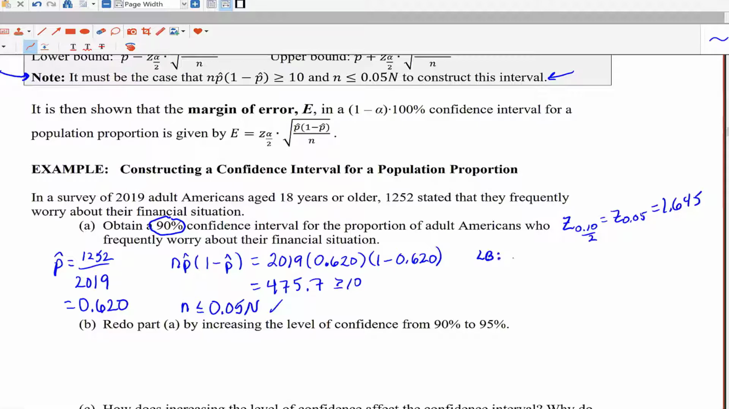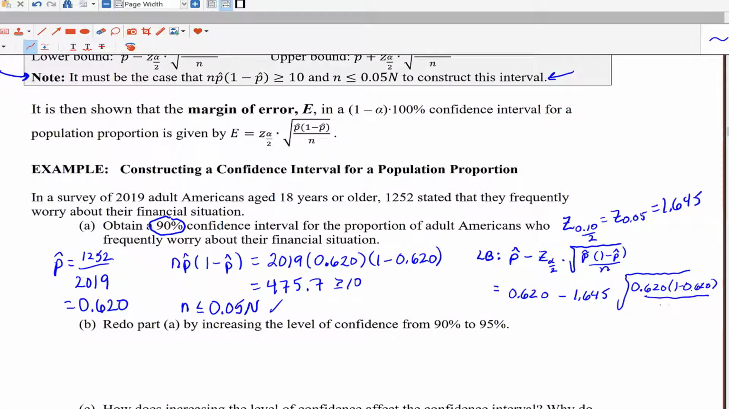The lower bound is p hat minus your critical value times the standard error, the square root of p hat (1 minus p hat) over n. P hat is 0.620 minus 1.645 times the square root of 0.620 times (1 minus 0.620), all over n, which is 2019.